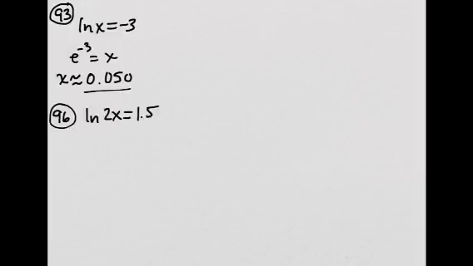So right here, this one is e to the 1.5 equals 2x. We divide by 2. And then put that into the calculator. So you get x is approximately 2.241.